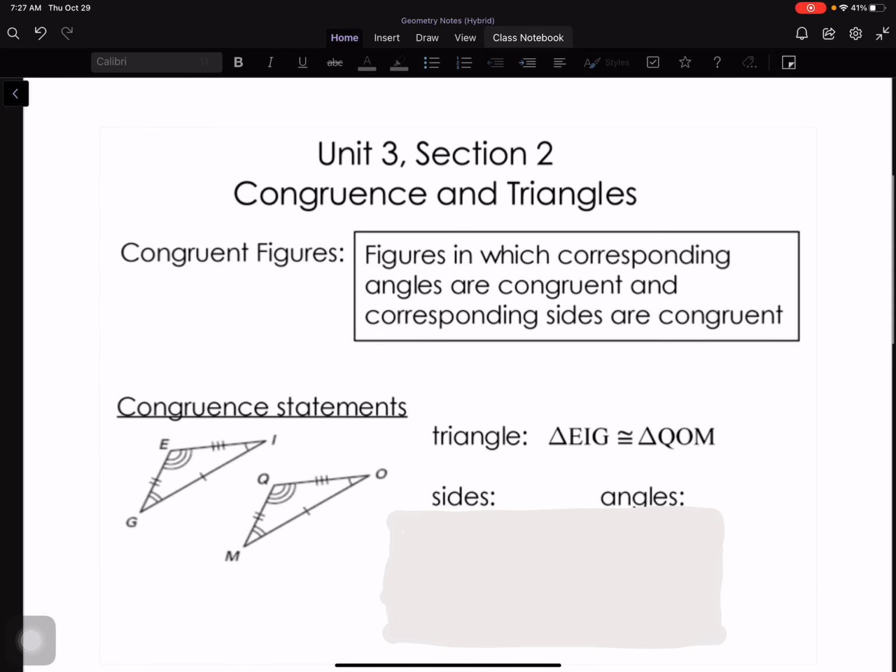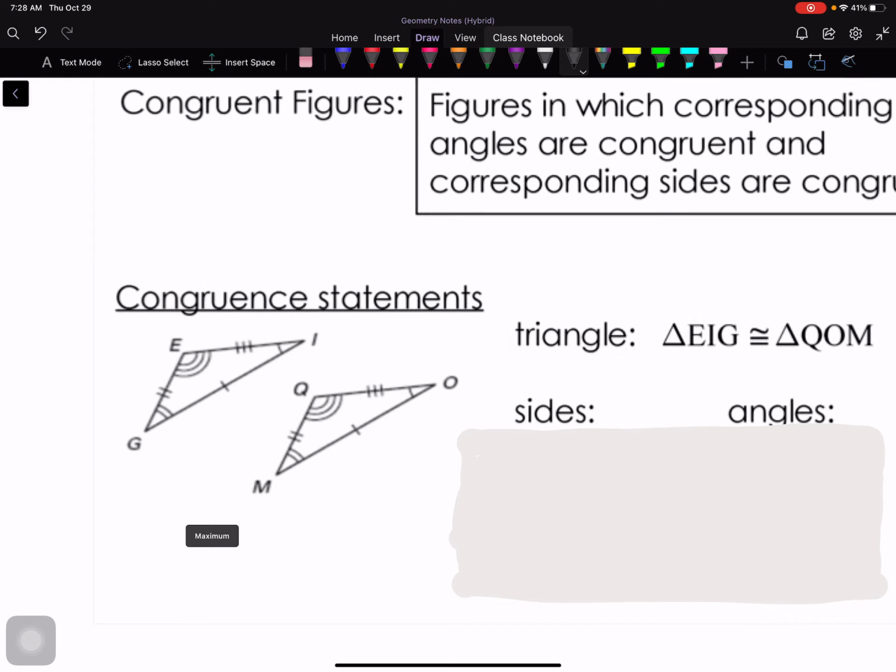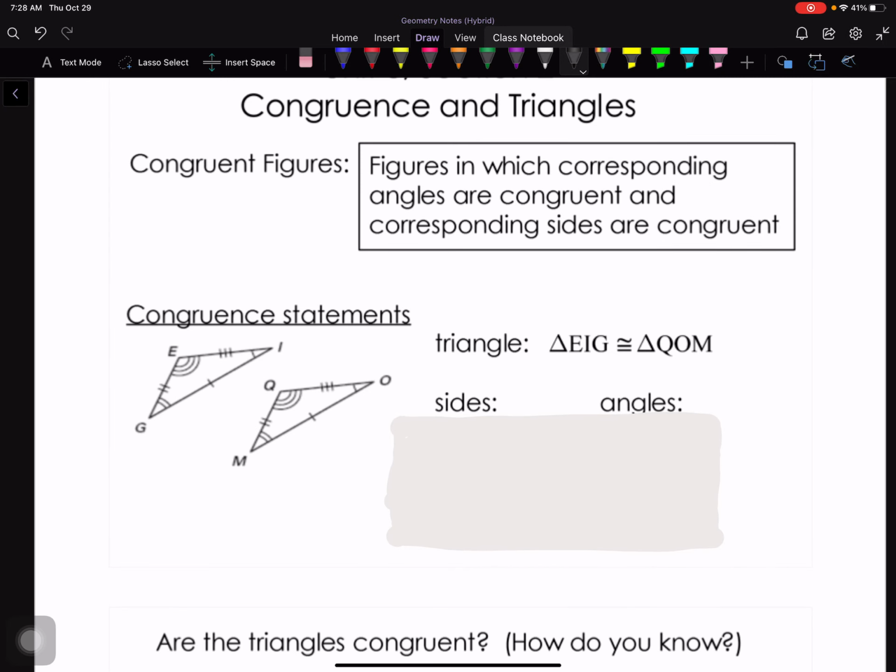All right, we are on to 3.3, actually not 3.2, 3.3. Congruent figures. So congruent figures are figures in which corresponding angles are congruent and corresponding sides are congruent.